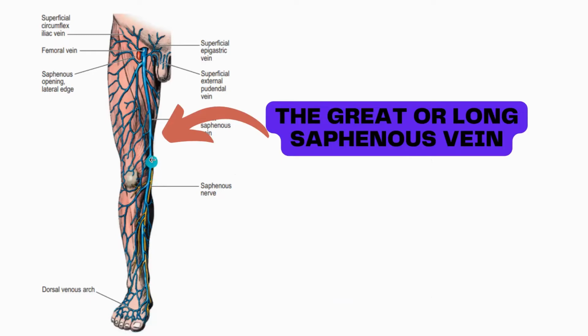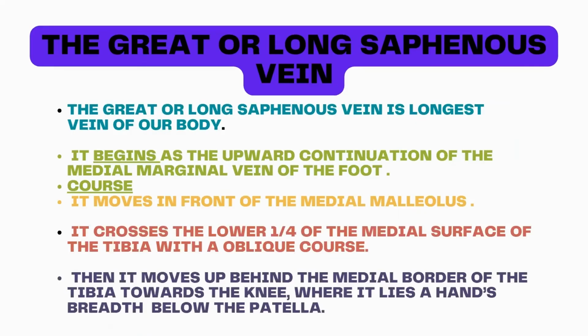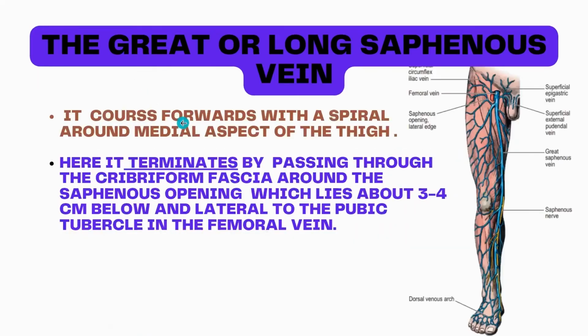And then its course is in the thigh, where it is spiraling along the medial border of the thigh, and then it is crossing this opening. This opening is called the saphenous opening. Then it courses forward with a spiral around the medial aspect of the thigh. So this shows the spiral course in the medial aspect of the thigh. Here it terminates by passing through the cribriform fascia around the saphenous opening. So the cribriform fascia is the fascia that is closing over the saphenous opening.